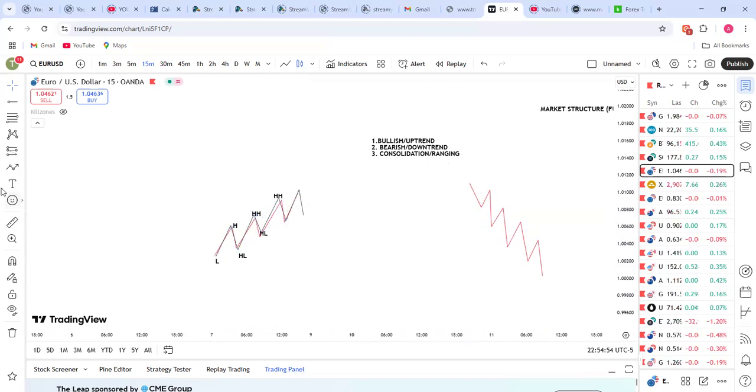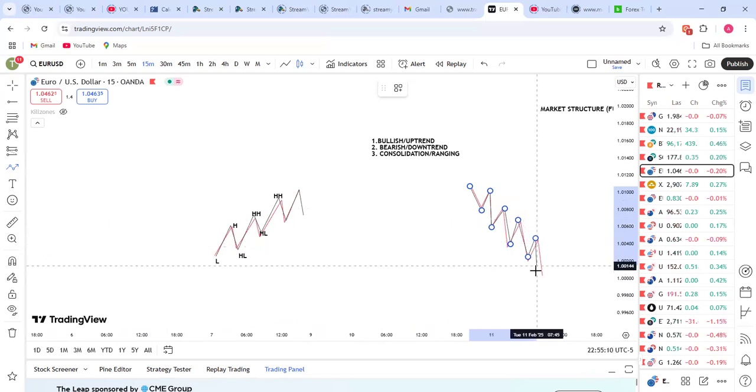And the same thing also goes for the bearish trend. The way we know a bearish trend, or a downward trend, is when it gives us a series of lower lows and lower highs, lower low, lower high, lower low, lower high.